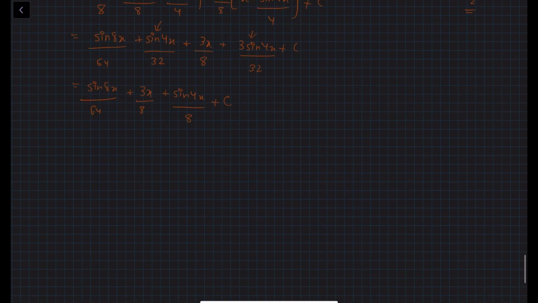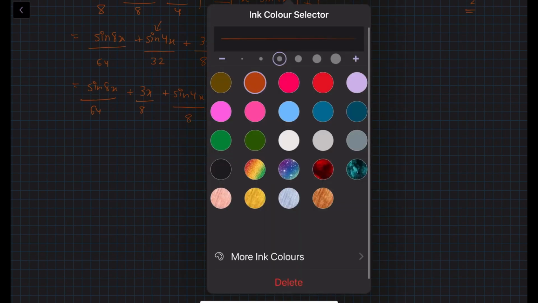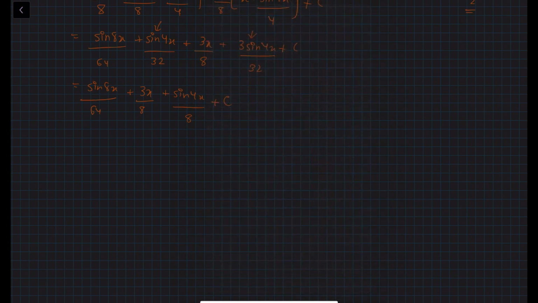Next question reads, question number 12, which is the integral of sine squared x over 1 plus cosine x dx. And I just want to take a second and allow you to think what we can do in this question.